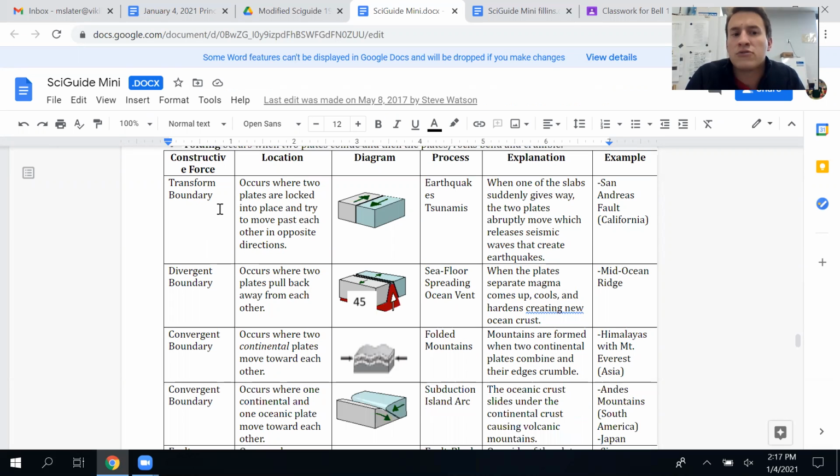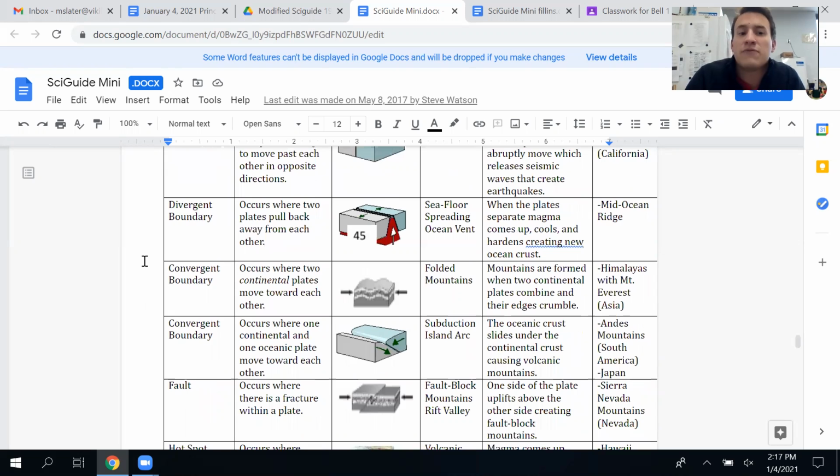So the first type of boundary that we have for constructive forces is transform boundaries. This occurs where two plate boundaries are locked into place and try to move past each other in opposite directions. So these plates are actually sliding past each other. Earthquakes and tsunamis, this is what happens when these plates are moving like this. An example is the San Andreas Fault.